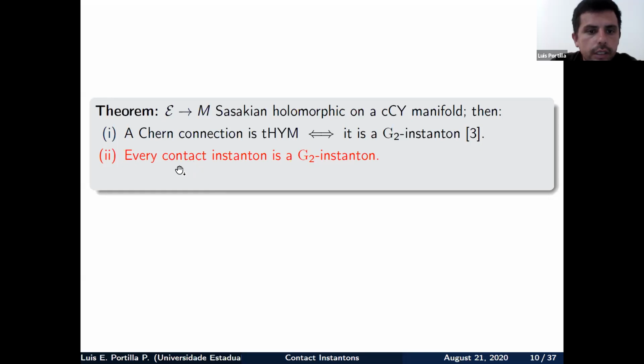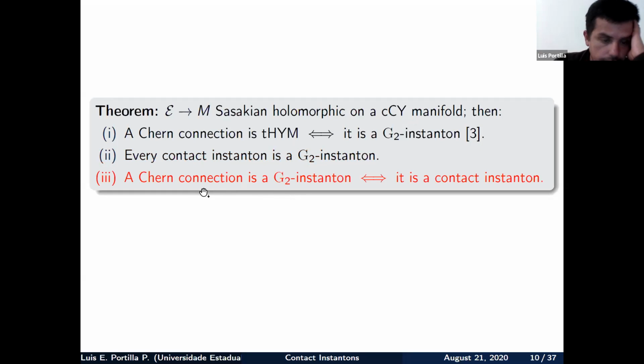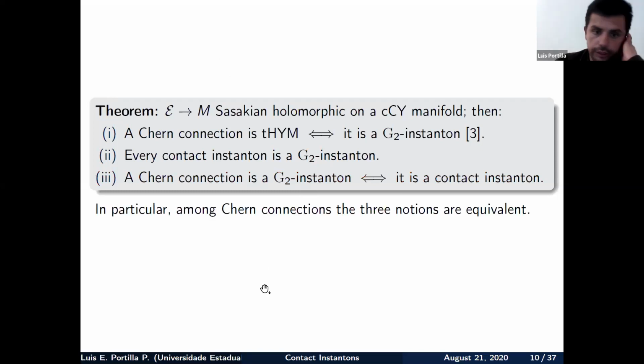But in the more general case of Sasakian manifolds, for contact instantons, it should make sense to call them G2 instantons. So if it's a contact Calabi-Yau manifold, a contact instanton is a G2 instanton. If we take Chern connections, a Chern connection is a G2 instanton if and only if it is a contact instanton. So in particular, along Chern connections, the three notions are equivalent.